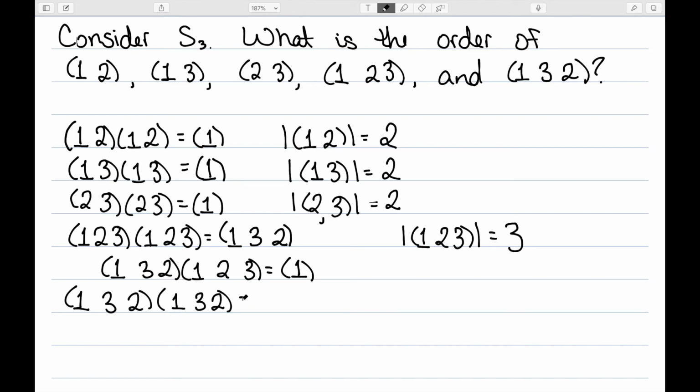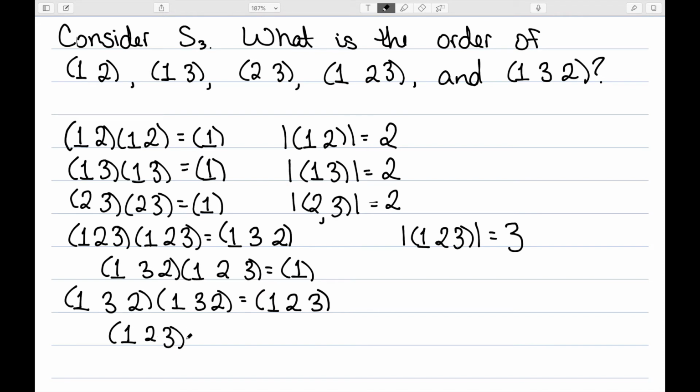When I multiply that by itself, 1 maps to 3 and 3 maps to 2, so 1 maps to 2. 2 maps to 1 and 1 maps to 3, so 2 maps to 3. 3 maps to 2 and 2 maps to 1, so 3 maps to 1.